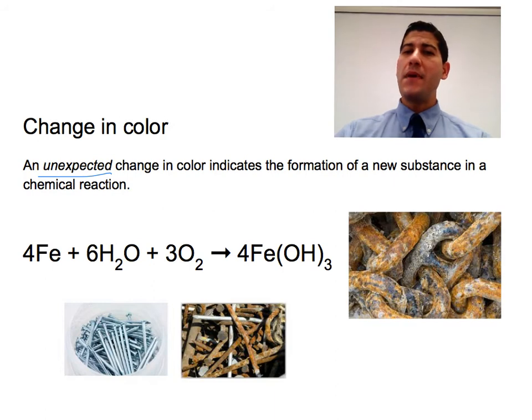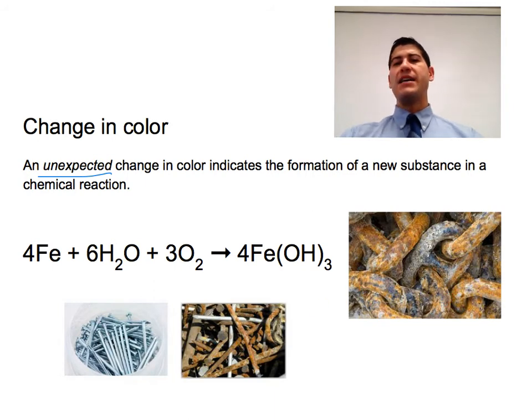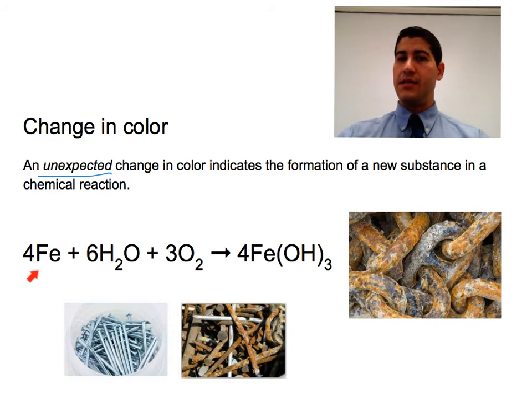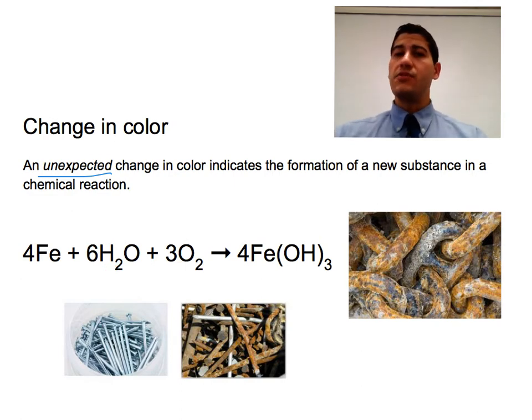Now, you may have seen rust form on steel objects before, such as a chain, or an automobile, or nails. In this chemical reaction, iron, Fe, in the steel reacts with oxygen, O2, in the air, as well as water vapor, H2O, to produce the new substance rust, Fe(OH)3. The properties of steel are different than the properties of rust. Steel is a shiny silver metal made from iron and other elements. Rust is a flaky reddish-colored substance. The change in color from silver to red provides evidence that a chemical reaction has happened.